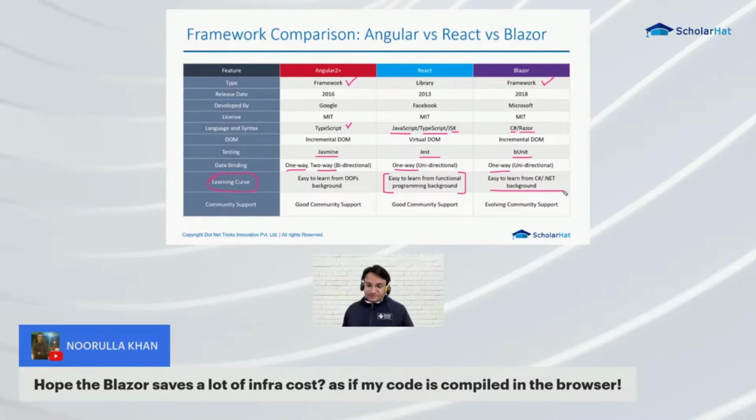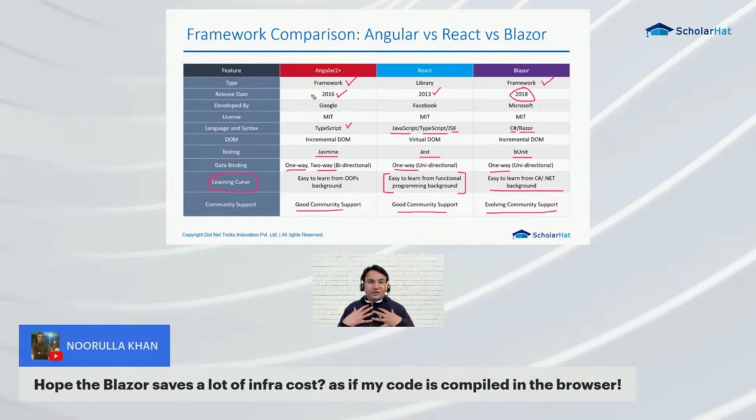When it comes to community, of course Angular has very good community support, React also. Blazor is an evolving community, because as I said, Blazor came last. React came in 2013, Blazor came in 2016. Even Angular has been available in the market since 2010. So since 2010 people have been using Angular. When it comes to Blazor, right now there is less community support, but ASP.NET Core has very good community support, because ultimately Blazor is supported with ASP.NET Core.